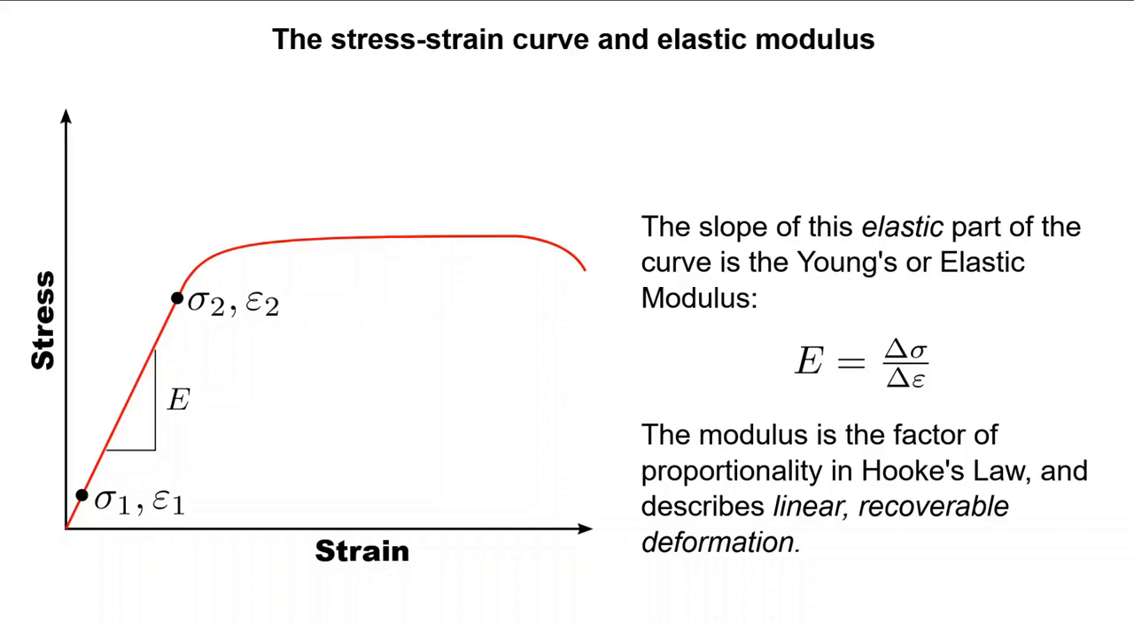Another important feature about this elastic behavior is that it's recoverable. If one were to load up a component from 0 stress and strain to sigma 2 and epsilon 2, and then let go, the component will return to 0 stress and strain. That is to say, the deformation is recoverable.